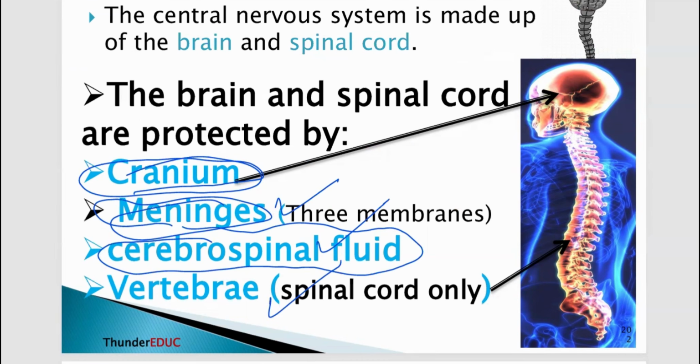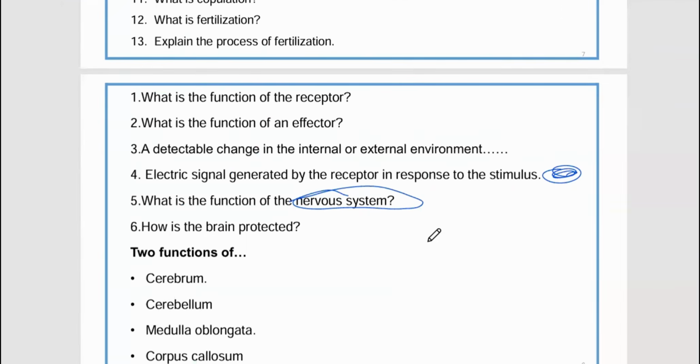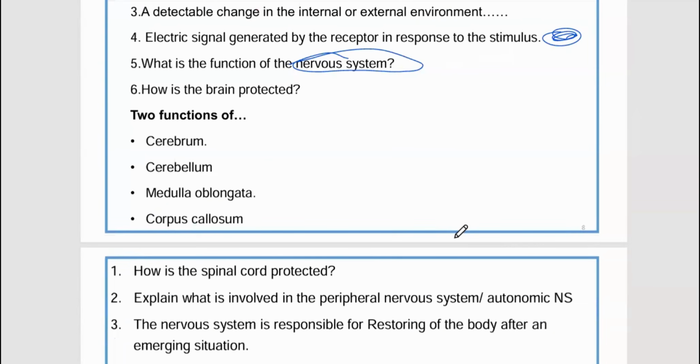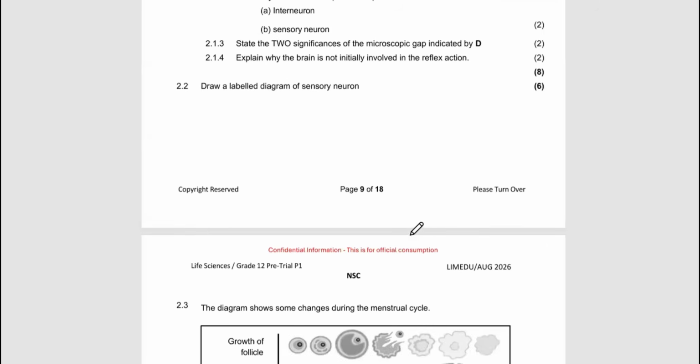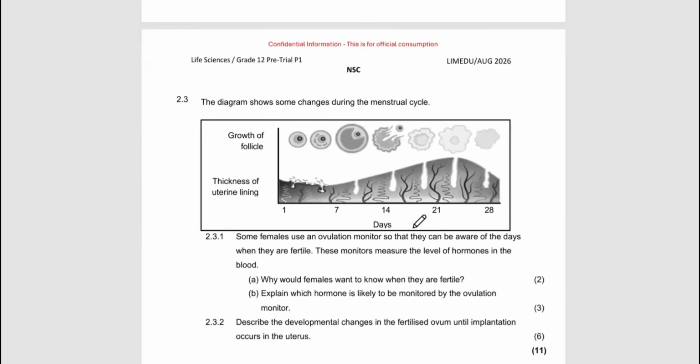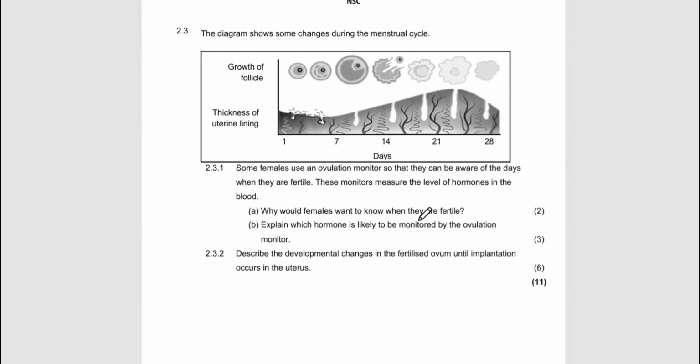So you must not confuse that. Functions, no, this is the brain. Obviously, you have to know when it comes to the brain: cerebrum, what's the function? Cerebellum, medulla oblongata, corpus callosum, and how is the spinal cord protected in this case? Let's just use this question. I think I have a question related to that.